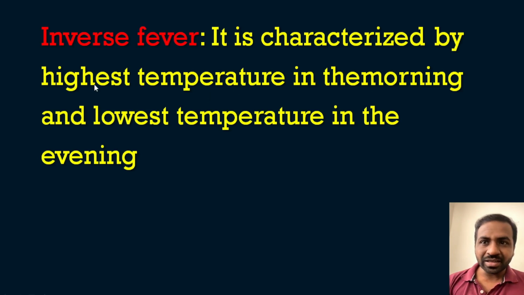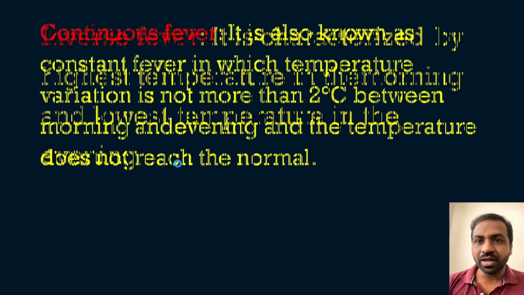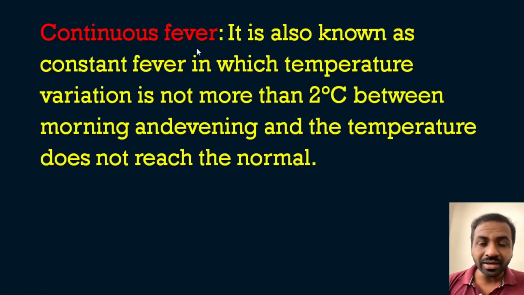So it is characterized by highest temperature in the morning and lowest temperature in the evening. And the last option was the continuous fever, otherwise known as the constant fever. In this, the temperature variation is not more than 2 degrees Celsius between morning and evening, and the temperature does not reach the normal. Okay, so always temperature will be there, patient will be febrile, and the difference will not be more than 2 degrees Celsius between the morning and evening temperature, and it does not reach the normal. So that is the continuous fever.